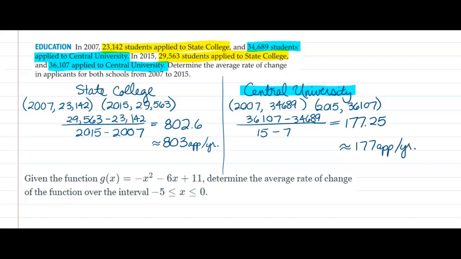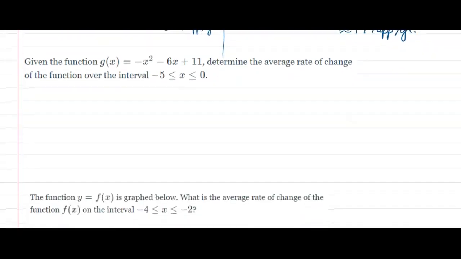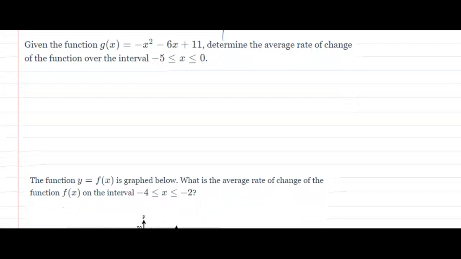So don't let the word problem throw you. You can still find the information that you need. Just be organized about it. What if we are given a function and they want us to find the average rate of change over an interval?